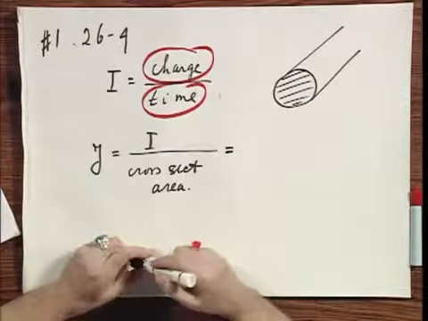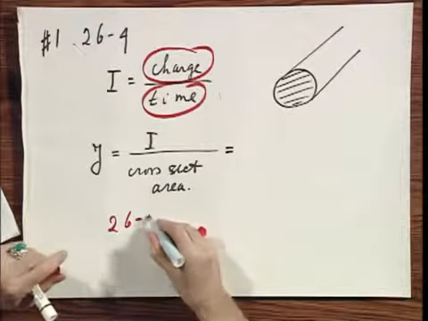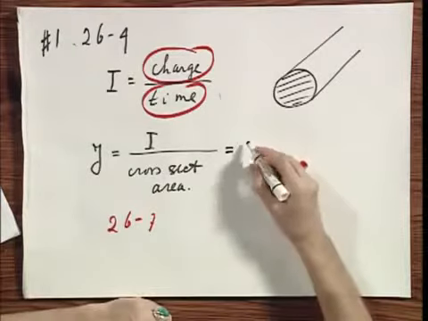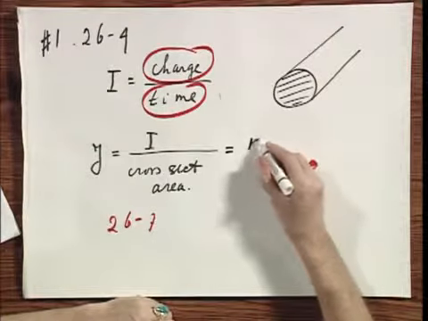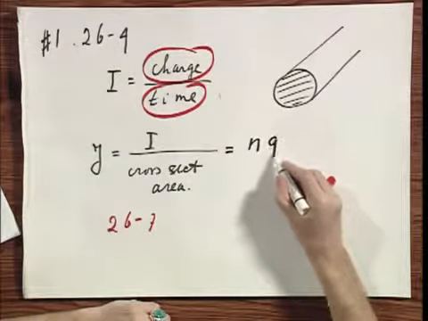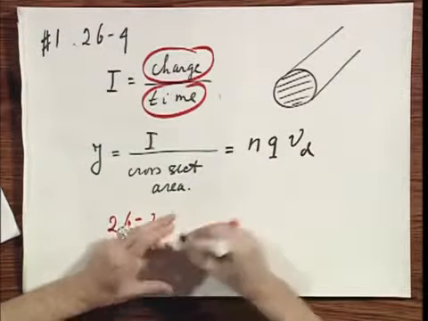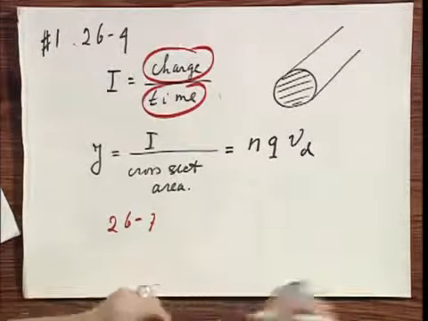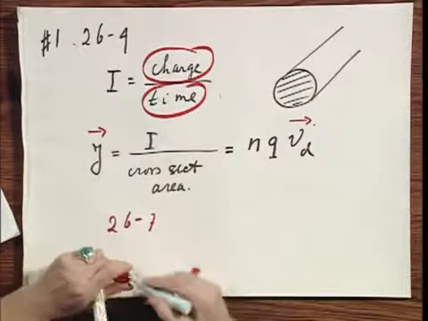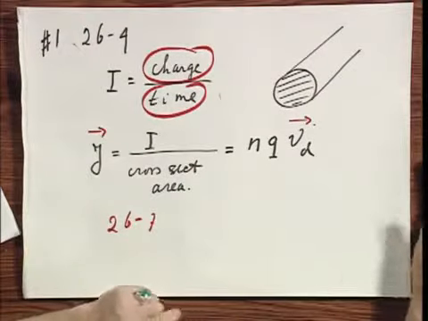But if you look in section 26.7, where the idea of drift velocities are discussed, you will see that it's also equal to n, which is the number of free electrons per cubic meter in a metal. Q is the charge of the electron times that drift velocity, average drift velocity, I should say. And if you want to be really cute, to be complete, I should say there has to be a vector here, and there has to be a vector here.